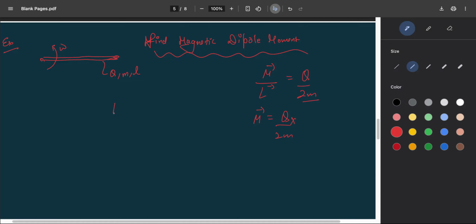Angular momentum of a rotating body, if it's a rod, right? In general, what is angular momentum? Angular momentum is nothing but moment of inertia into omega. What is the moment of inertia in this case? You can see you are rotating a rod about this axis, right?